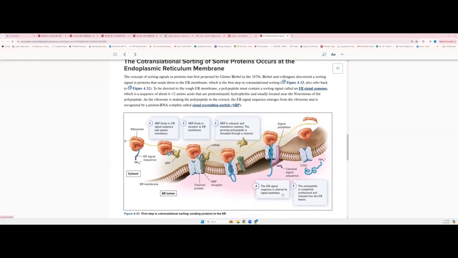And another thing which happens is that the ER signal sequence will be cleaved by an enzyme called signal peptidase, and then this modified polypeptide chain will be completely synthesized and released into the ER. That's how it progresses during co-translational sorting.